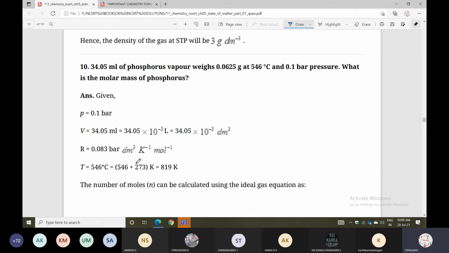So then what is given you can check it. P1, V1, then R, T1, all things they given. So P1 is 0.1 bar, V1 is 34.05 ml, R is the gas constant, that is always constant, don't confuse about it. R you can say universal gas constant. The value is 0.083. Temperature is given in degrees centigrade, you should always convert into kelvins. So conversion from degrees to kelvins, you can add 273 kelvins.